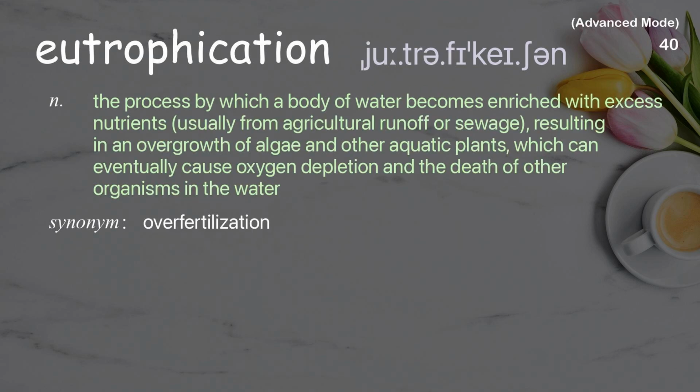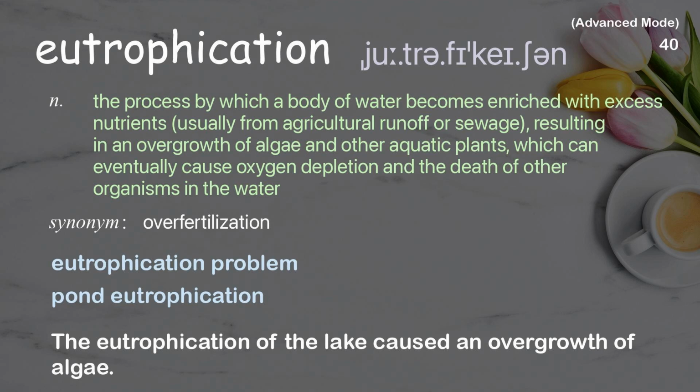Eutrophication. The process by which a body of water becomes enriched with excess nutrients, usually from agricultural runoff or sewage, resulting in an overgrowth of algae and other aquatic plants, which can eventually cause oxygen depletion and the death of other organisms in the water. Examples: Eutrophication problem. Pond eutrophication. The eutrophication of the lake caused an overgrowth of algae.